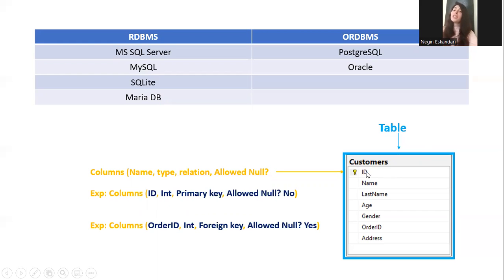For example, ID just includes numbers or text as well. So we say just integers, just numbers, and it's primary key as well, and it should be filled. It shouldn't be null because we can find information of every customer just by ID. It should be here. But for order ID, the type is int and it's a foreign key and allowed null. Yes, we can fill it. We cannot. It's okay. That's it.